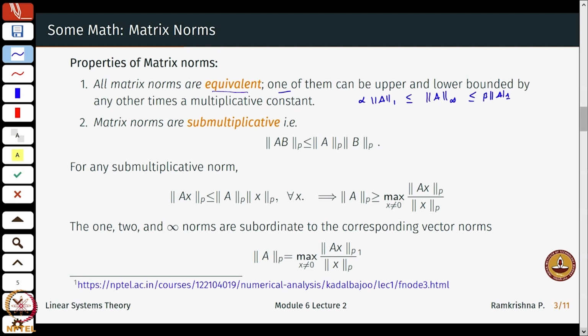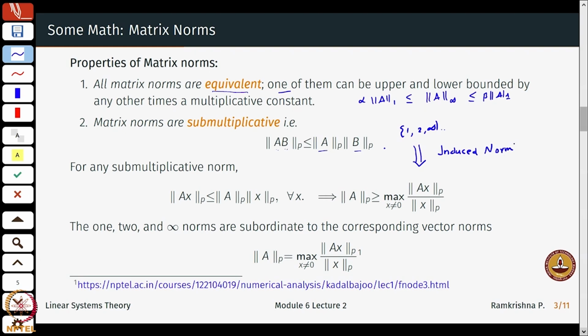Another important property is the submultiplicative property. If I have two matrices A and B, the submultiplicative property says that the norm of A times B would be less than or equal to the norm of A times the norm of B. The norm could be whatever: the 1 norm, the 2 norm, the infinity norm and so on. From the property of submultiplicativity, we can define what is usually referred to in the literature as the induced norm.